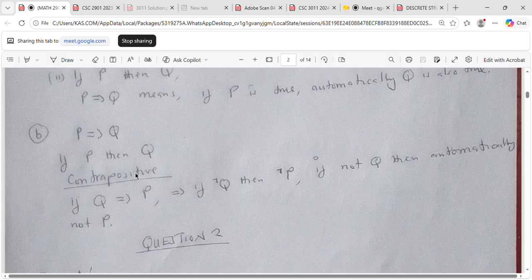Then you just put there, by contrapositive, if Q, then P, which implies both must be negated. If one is positive, put a complement. If one is complemented, remove the complement. So if not Q, then automatically not P.